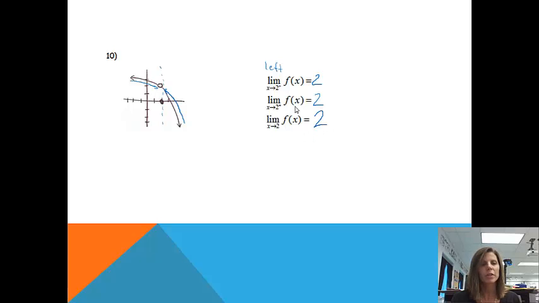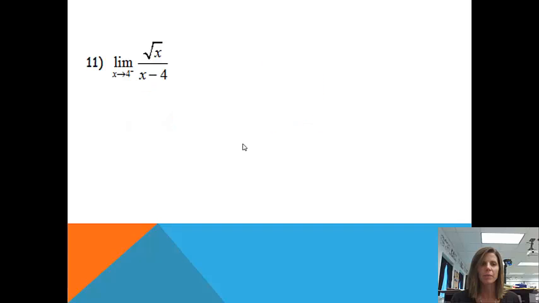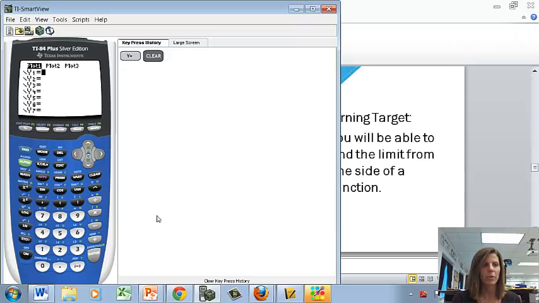So you'll really notice there's nothing new that we're doing in these problems. We're just formalizing what we're doing, and we're actually being able to write it in a mathematical statement that we're finding out what's happening from the left and what's happening from the right. All right, the next example says to find the limit as x approaches 4 from the left. So we actually are going to graph that. So just give me a minute here, and you can go ahead and graph this on your calculator, and I'll graph it on mine.